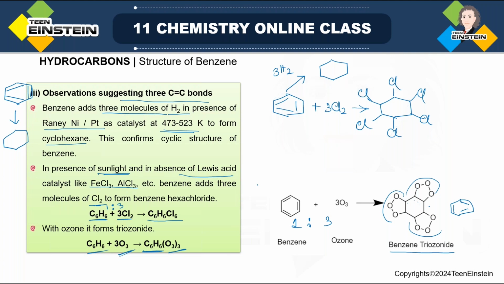So this type of addition reaction under drastic condition suggests that yes, there are 3 CC double bonds. Otherwise, how would you get this type of structure? Suppose you already know the structure after the experiment. You already know its structure. Now from the observation, you try to move back to the substrate. Obviously, the substrate should have this type of ring structure, because with an open structure you cannot get cyclohexane, you cannot get C6H6Cl6, you cannot get benzene triozonide, right?